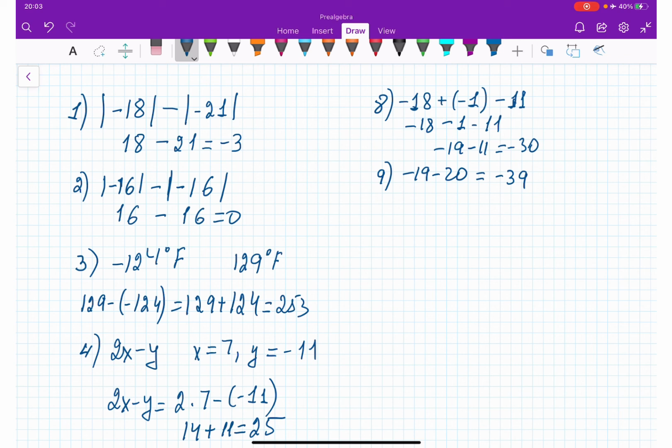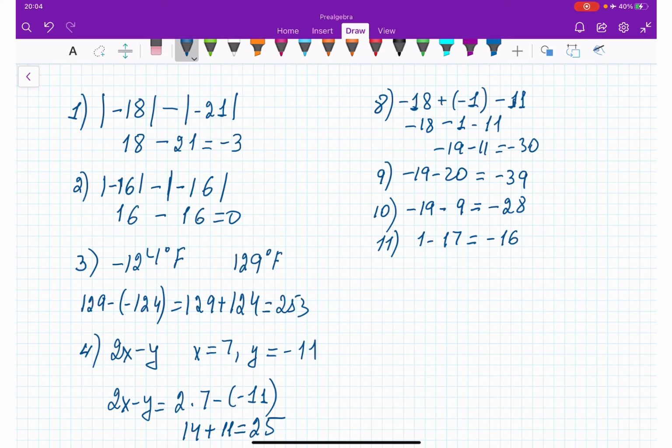Question number 10. Negative 19, negative 9. It's negative 28. Yes? Question number 11. 1 minus 17 is negative 16.